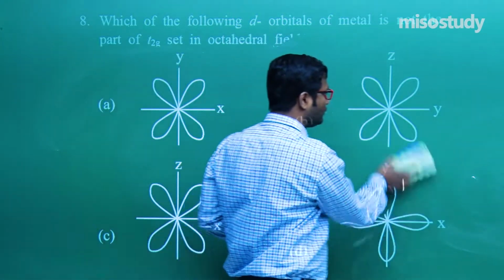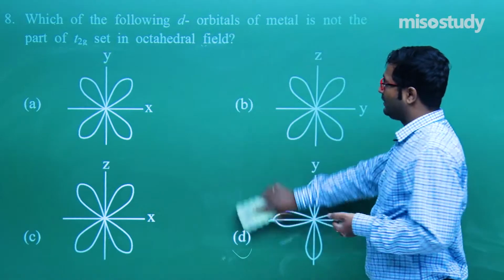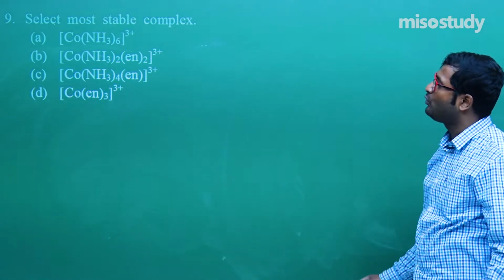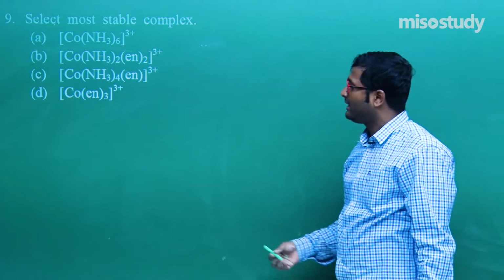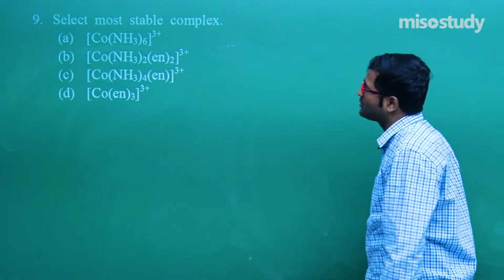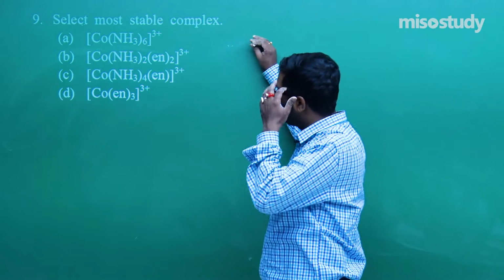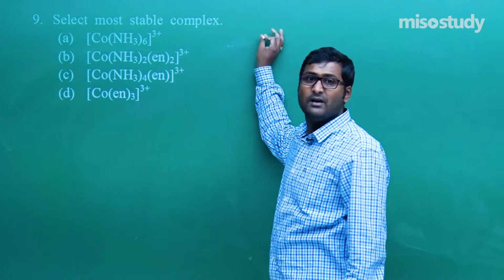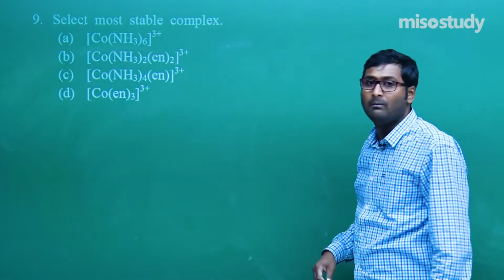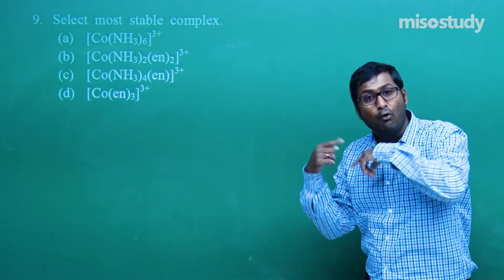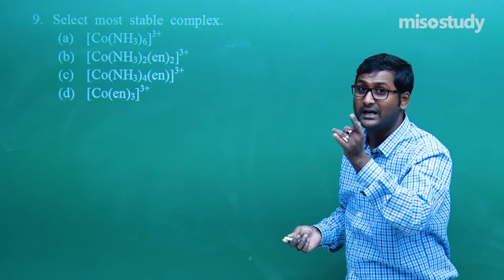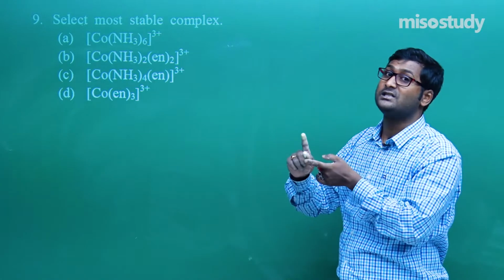Now let's move to the next question, question number 9. Select the most stable complex. First of all, for stable complexes, check the options. Here one is a monodentate ligand and the second is a bidentate ligand. If there is a bidentate ligand, then definitely there is a possibility of chelation. The more the chelation, the more the stability, as I discussed earlier.